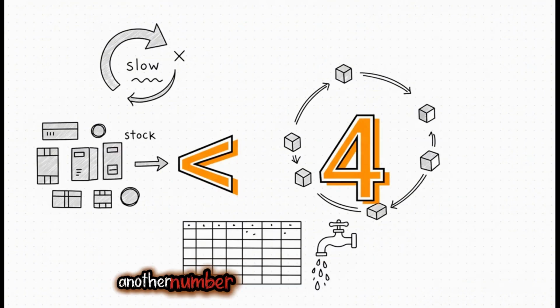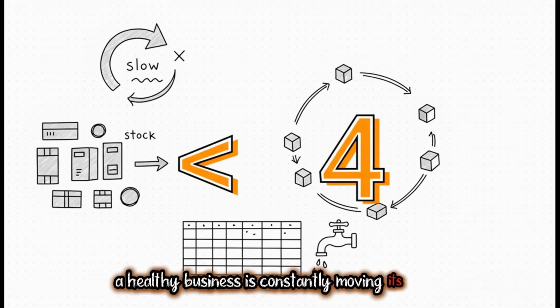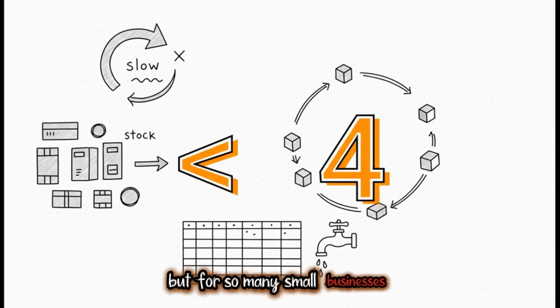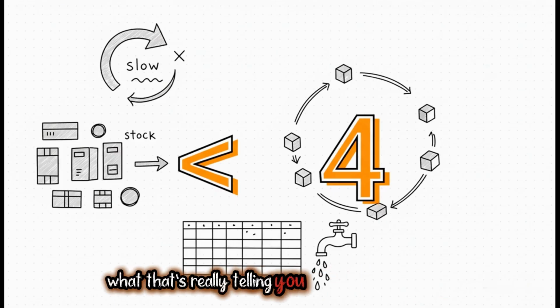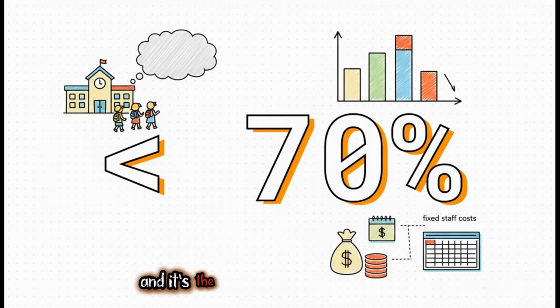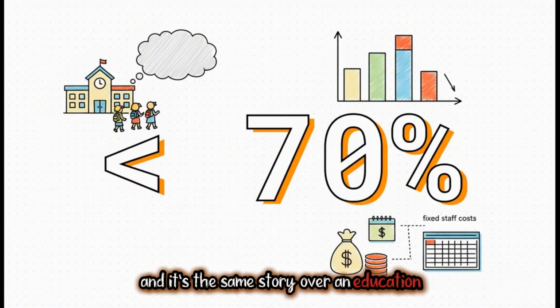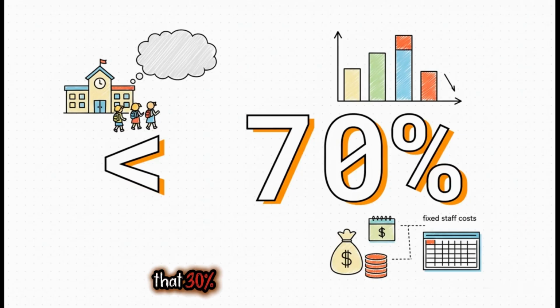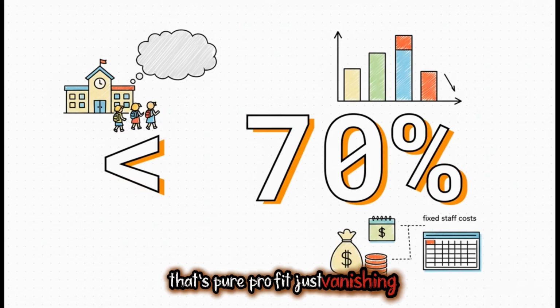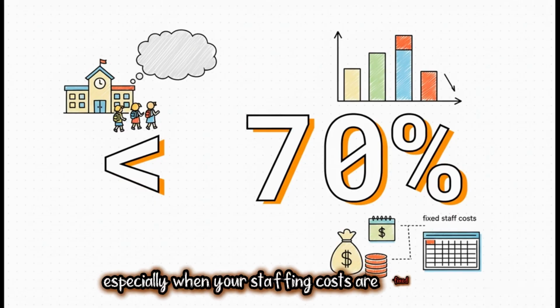Okay, another number to watch is inventory turnover. A healthy business is constantly moving its stock. But for so many small businesses, that turnover rate is less than 4 times a year. What that's really telling you is that there's a huge inefficiency in turning your inventory back into cash that you can actually spend. And it's the same story over in education. You often see class fill rates dipping below 70%. That 30% gap, that's not just lost sales. That's pure profit just vanishing, especially when your staffing costs are fixed.